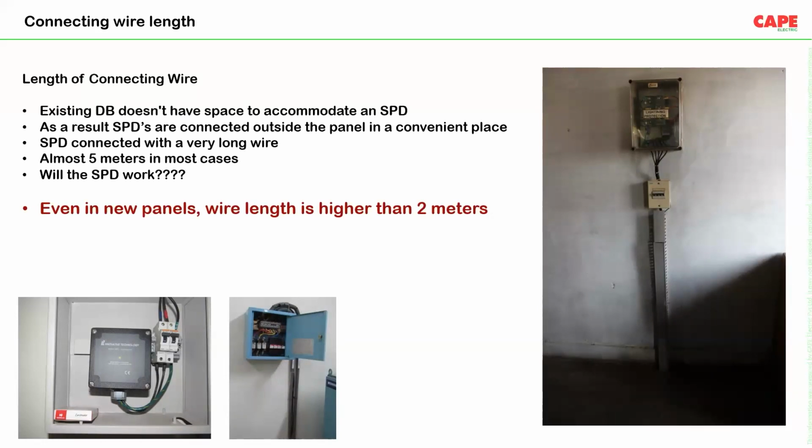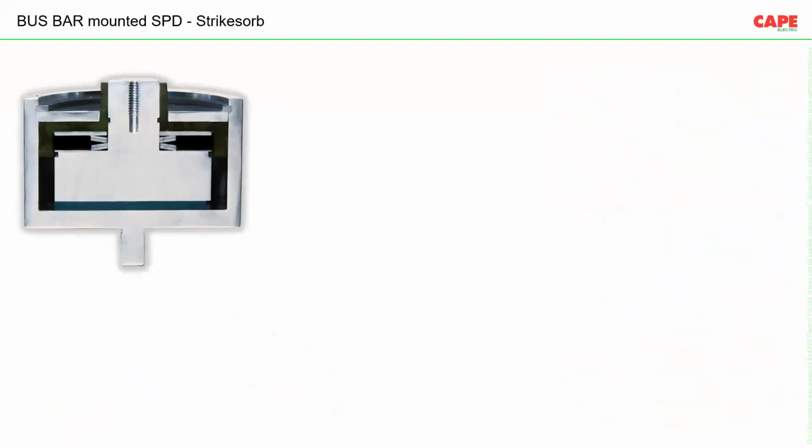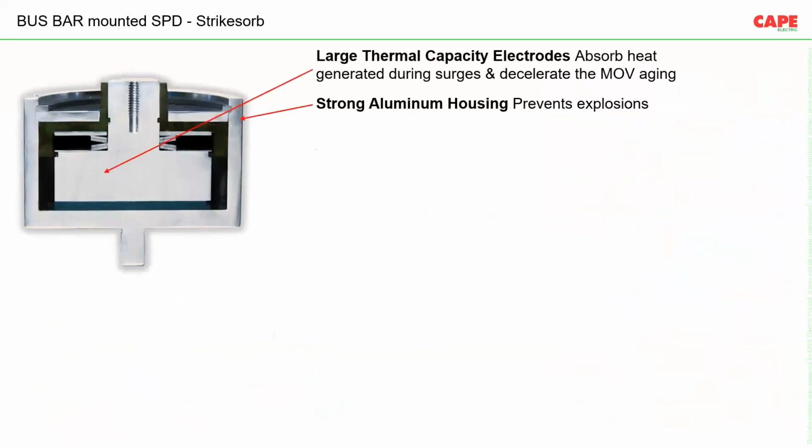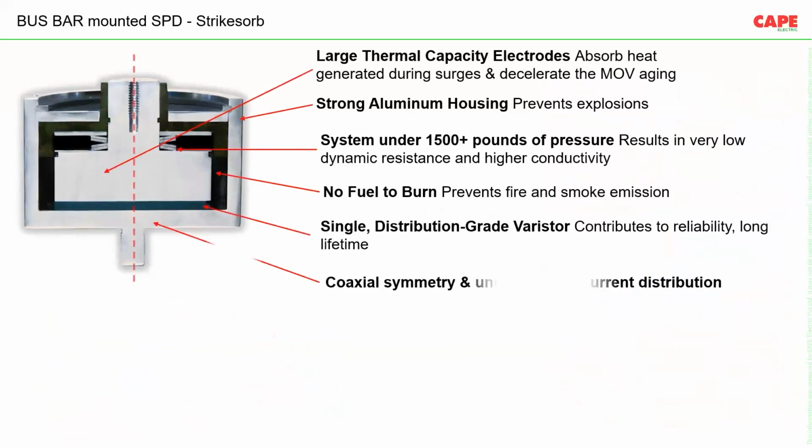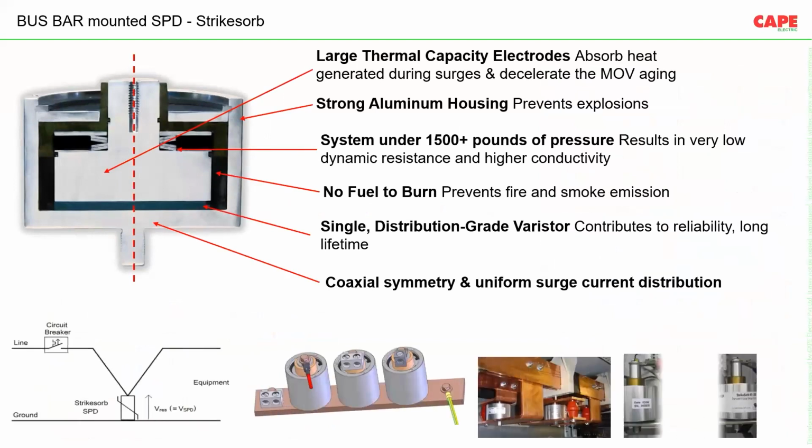Now, then what is the solution? How do we overcome this problem? We had discussed that in the last segment also. The solution is busbar mounted SPDs. These kinds of SPDs can directly be mounted on the earth busbar. As you can see in the bottom figure, this can directly be mounted on the earth busbar. Hence, the wire length can be reduced by a huge extent.